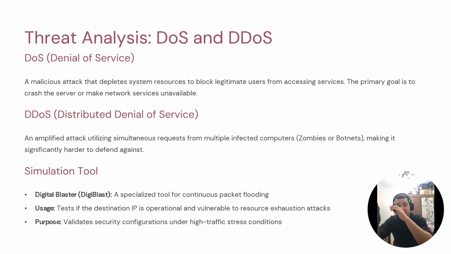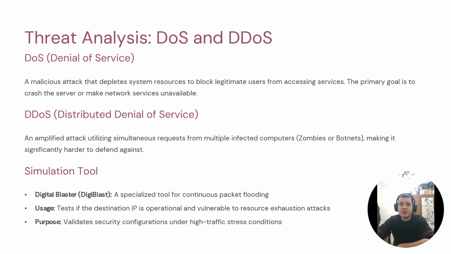Now let's look at the specific threat model. The most common attack against availability is denial of service, or DoS. In a standard DoS attack, a malicious actor floods a server with an overwhelming amount of traffic. The goal is to deplete system resources so that legitimate users cannot access the service. When this attack is launched from multiple infected devices, often called zombies or botnets, it becomes a distributed denial of service, or DDoS, which is significantly harder to stop.